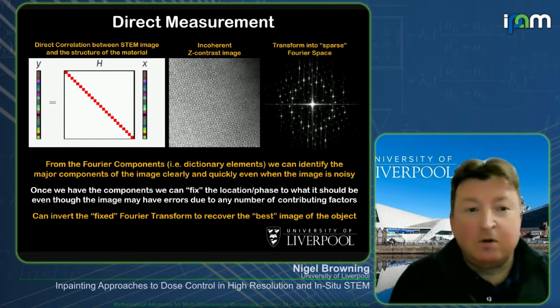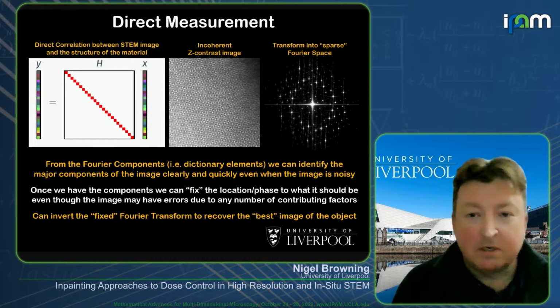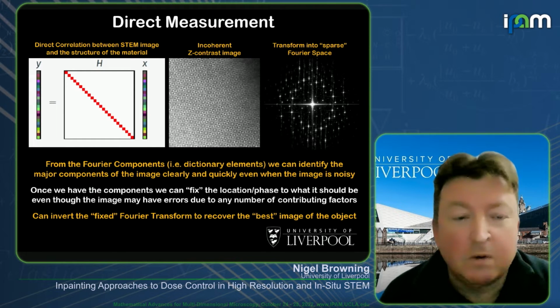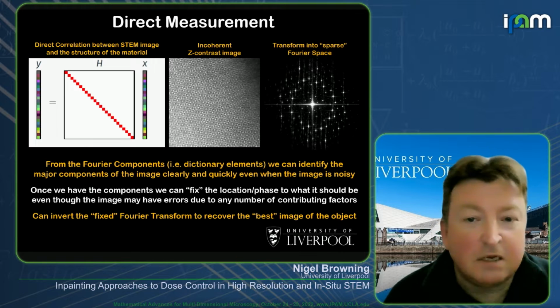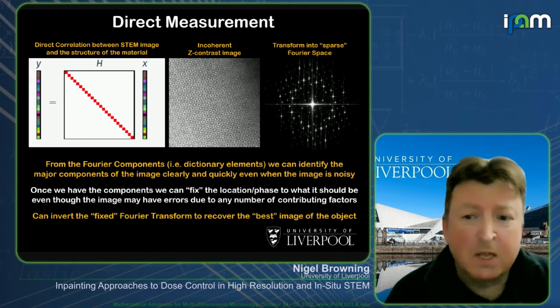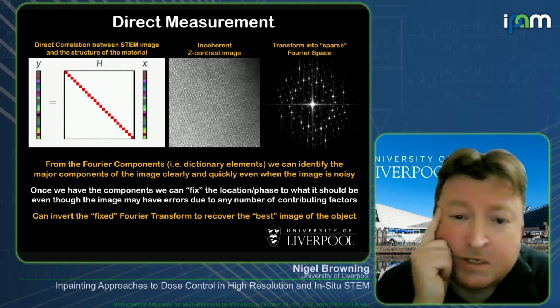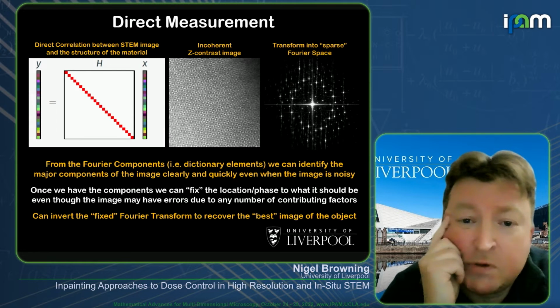So let's have a look at how this works. And first, I'm going to talk about how you would do it in direct imaging. And this is something that my group used to do about 20-something years ago, of trying to improve the quality of images that are taken inside of a STEM. So here is one of the experiments that we did. This is a Z-contrast image of a very complex sample used for hydrogen storage.